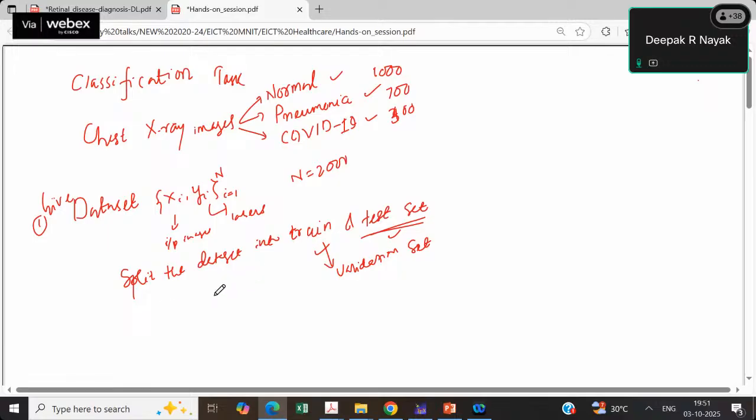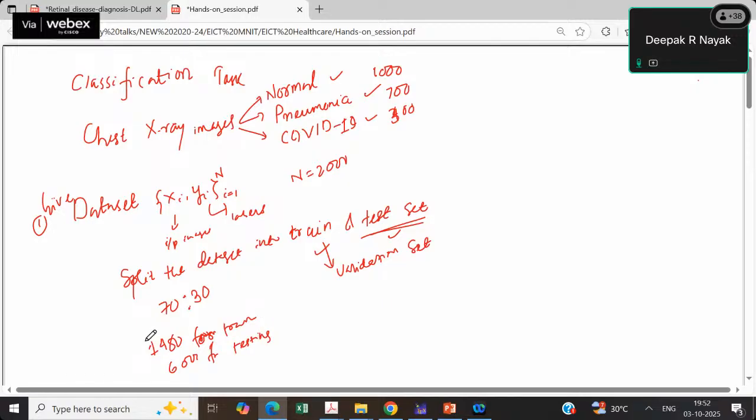Let's say I've chosen 70-30, the solution provided by Dr. Manish Patel. Now, what I know is that if I apply 70, that means I want to keep 70% of the samples out of 2000 samples, which is nothing but 1400 samples for training, and the rest of the 600 samples for testing.